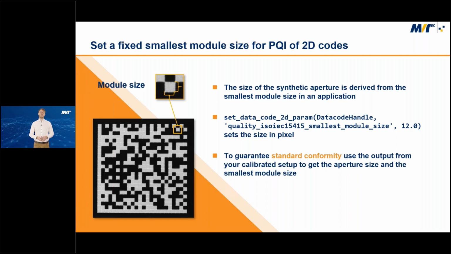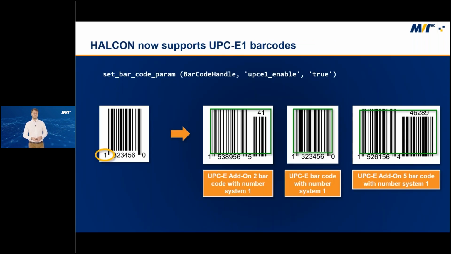HALCON now supports a new type of barcode. UPC-E barcodes were already supported, but now we also support UPC-E1, so the barcode with number system 1, basically. This is an addition. It is not defined in the standard, but it's widely used in some industries, and now we support it as well. So you can not only read the UPC-E barcode, but also these additions with number system 1. And these types of barcodes have different add-ons to ensure different information.